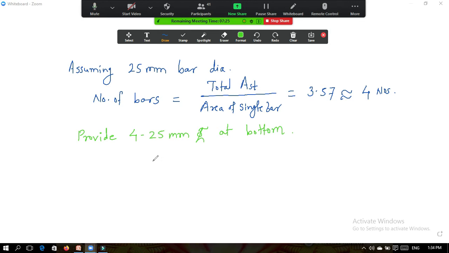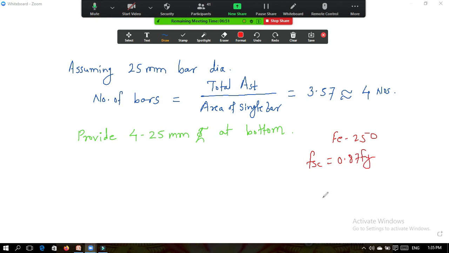Alright, now we need to calculate ASC. ASC means area of steel in compression zone. To calculate the ASC, we require FSC. FSC means stress in steel in compression zone. Now how to calculate the value of FSC? If Fe250 is there, then you will get directly the value of FSC. The formula is 0.87 Fy for Fe250.